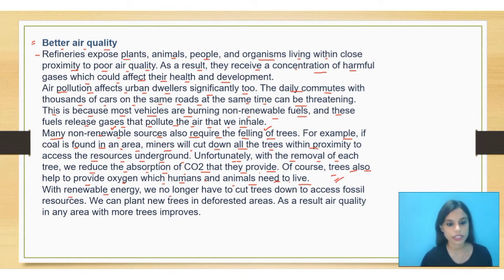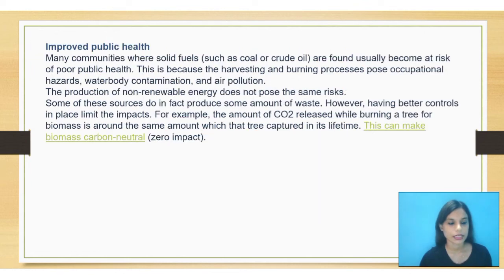With renewable energy, we no longer have to cut trees down to access the fossil resources. We can plant new trees in deforested areas. As a result, air quality in any area with more trees improves. Now, the usage of renewable resources also helps in improved public health. Many communities where solid fuels such as coal or crude oil are found usually become at risk of poor public health. This is because the harvesting and the burning processes pose occupational hazards, water body contamination and air pollution. The production of renewable energy does not pose the same risks.